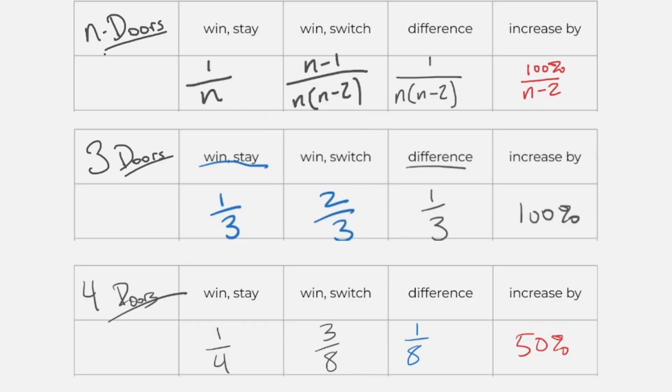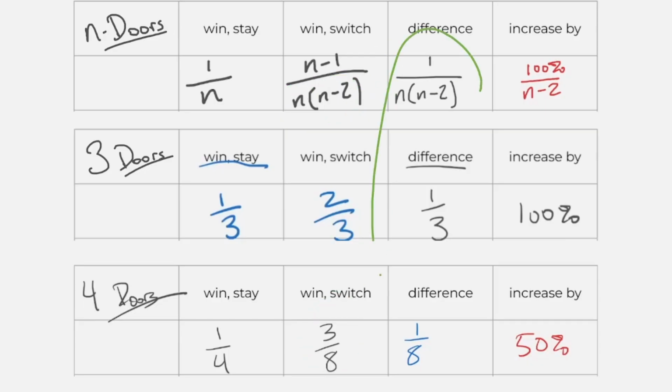For the when-we-switch column, let's go ahead and think about that one at a time. So let's think about n being 3 here. If we have n minus 1, that's 3 minus 1, which is 2 on the top. And then n being 3 and n minus 2 being 1, so that's 3 times 1. So that's 2 over 3, which we have here. Now if we think about it being 4, 4 minus 1 is 3. And then 4 times 4 minus 2 is 4 times 2, so this is going to be 3 over 8. That's our 3 over 8.